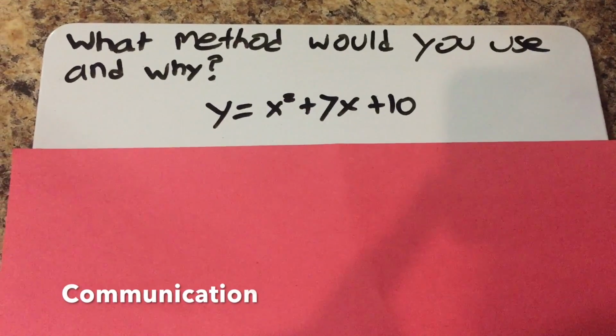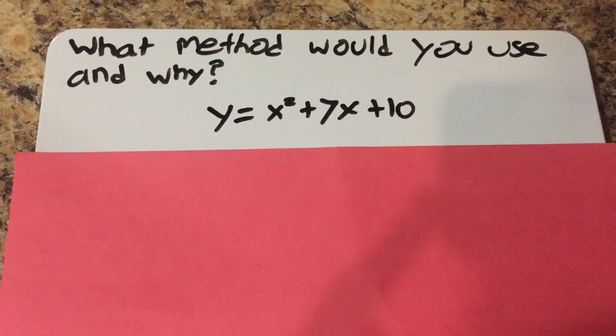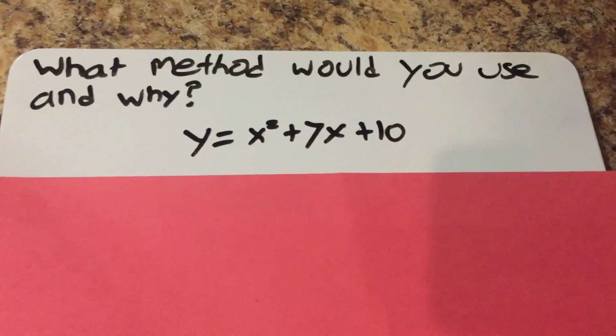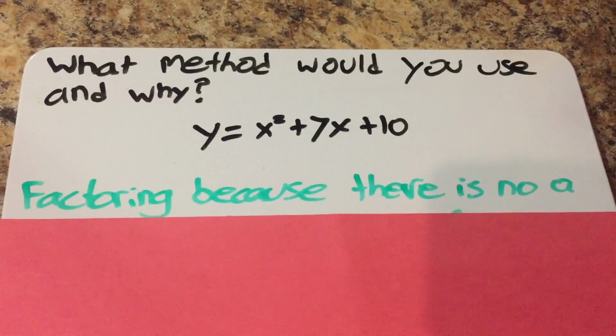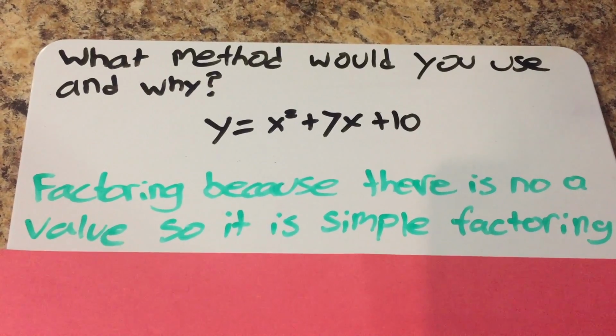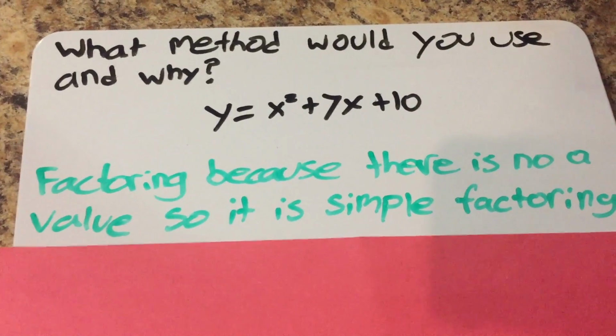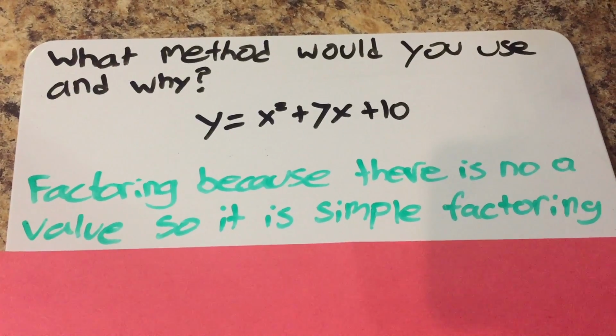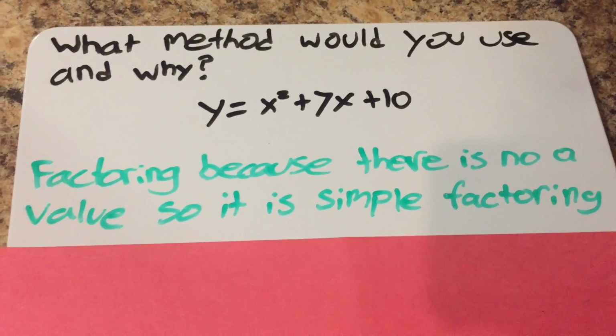Explain what method you would use to solve the following question. Y equals x squared plus... The method I would use is factoring, because there is no a value, so it's simple factoring and it's not very complex. The quadratic formula would be a very long process, and so would completing the square.